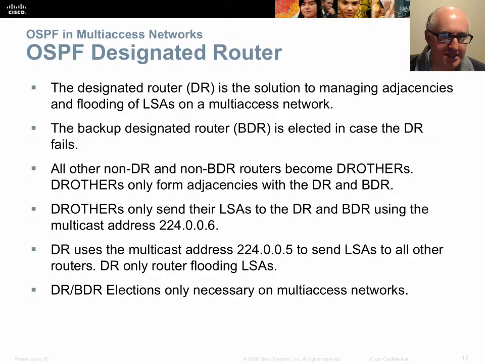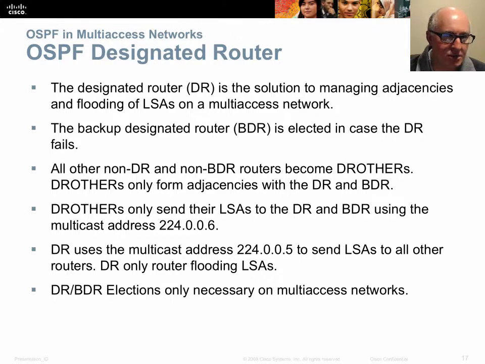DROthers form adjacencies with the DR and BDR after the election. And two multicast addresses are used for this purpose. So DROthers send their LSAs using the multicast 224.0.0.6, and then the DR distributes those LSAs out to the group using 224.0.0.5. So if I had an event triggered update and I was a DROther, I would use 224.0.0.6 to inform my DR of the event triggered update.